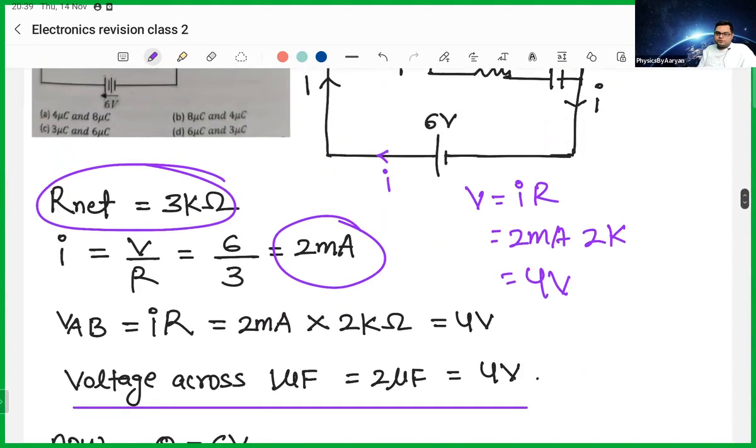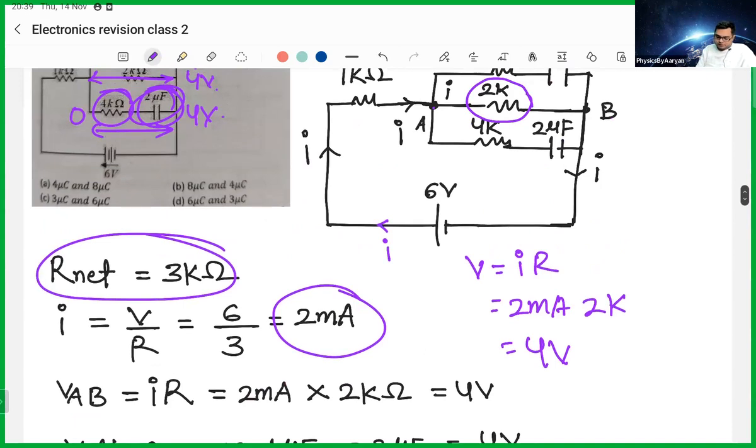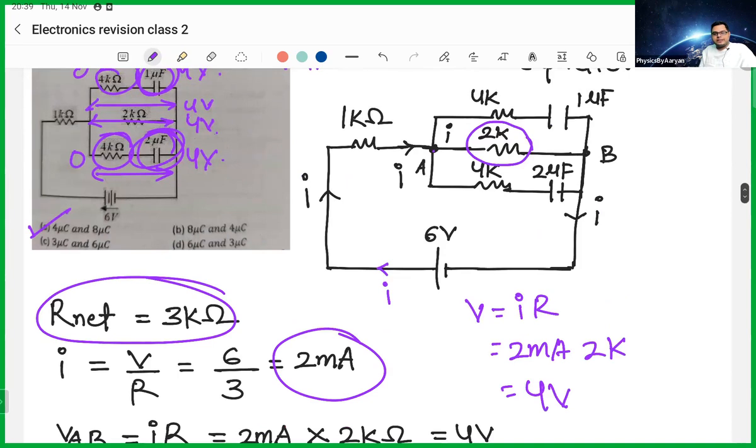Okay. So that gives you an answer. Answer is 4 and 8, which is your option number A. Clear? So I hope this is clear. Any doubt you have in this problem, please let me know.